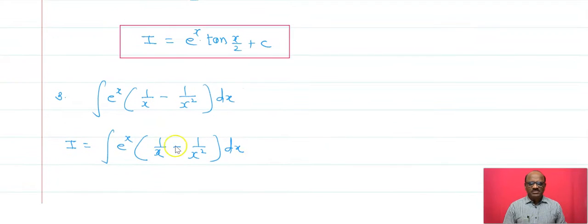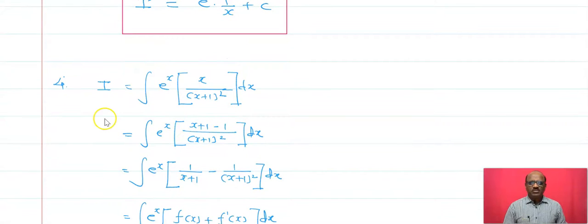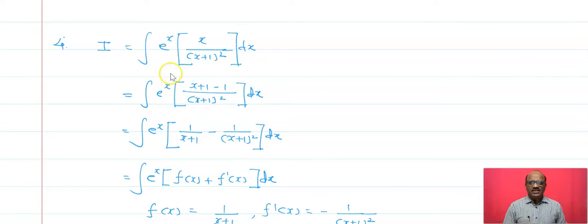Again, this problem is very easy. By observation you can find the answer, and it is of the form integral e raised to x (f of x plus f dash of x). Now the next problem is problem number 4. I is equal to the integral of e raised to x (x upon x plus 1) whole square dx. Now it is written as integral e raised to x in bracket.